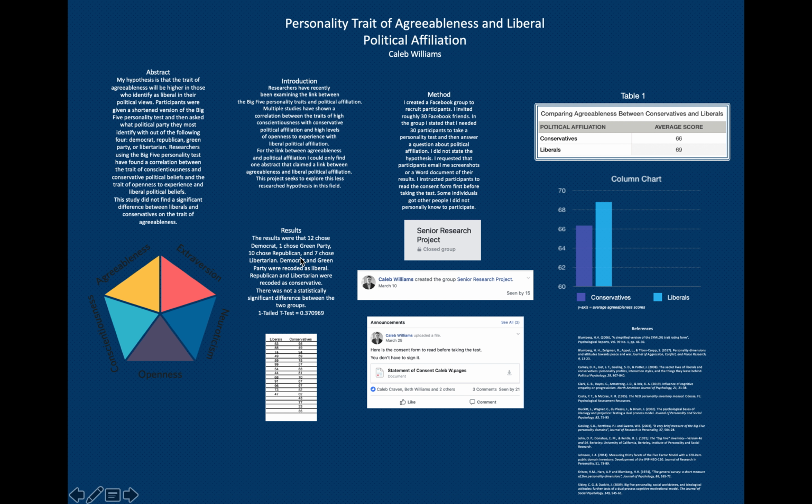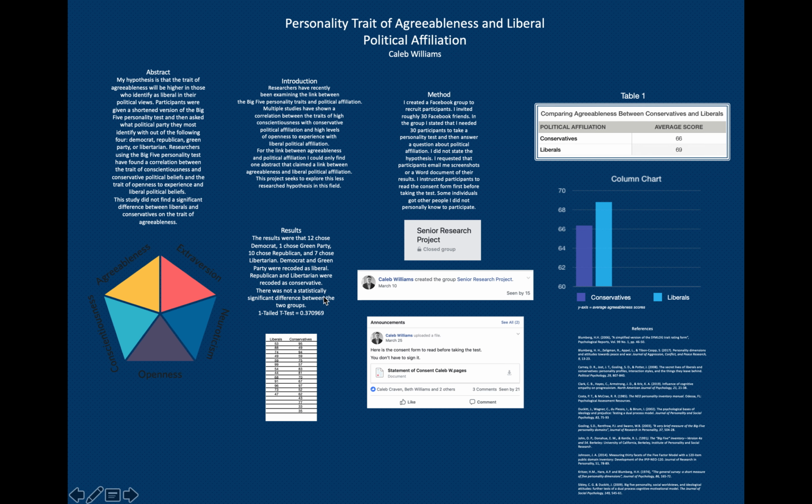So let me explain what I had to do since I gave people 4 options and not just 2. The results were that 12 chose Democrat, 1 chose Green Party, 10 chose Republican, and 7 chose Libertarian. Democrat and Green Party were recoded as liberal, which should be pretty straightforward. In common parlance, Democrat and Green Party are considered liberal political ideologies. Republican and Libertarian were recoded as conservative.